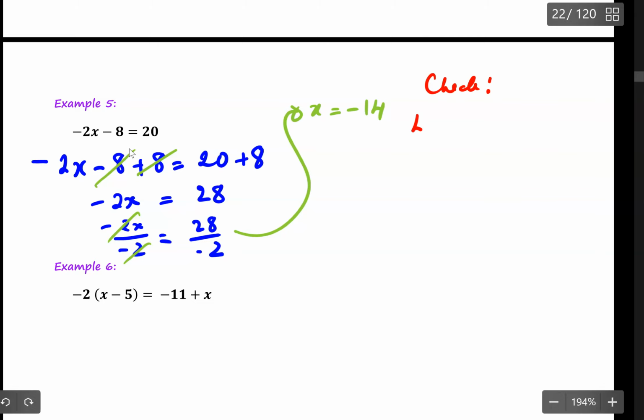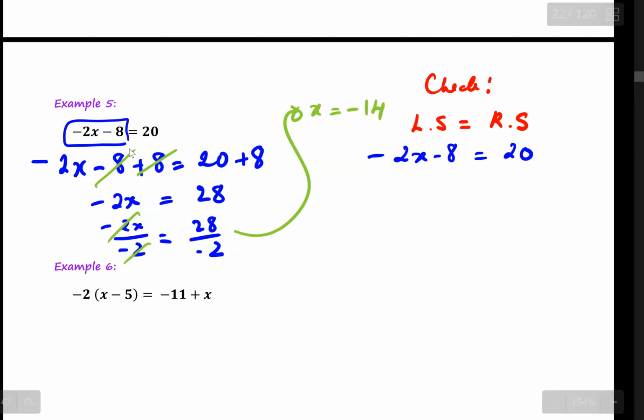You need to write the left-hand side equal to the right-hand side. Underneath each of these, you take a look at what you see here. So you rewrite the left-hand side, which is negative 2x minus 8. The right-hand side is equal to 20. And I am having x equal to negative 14.